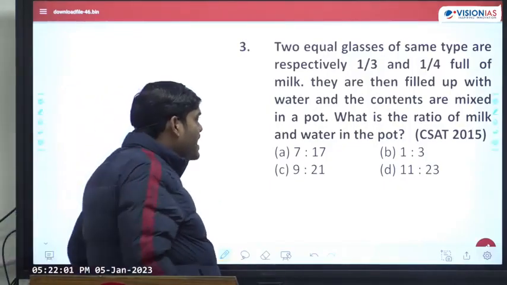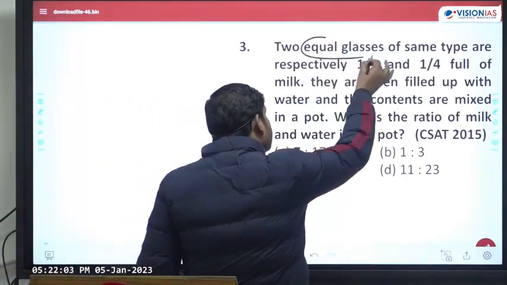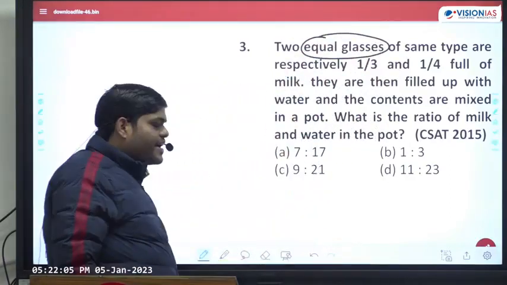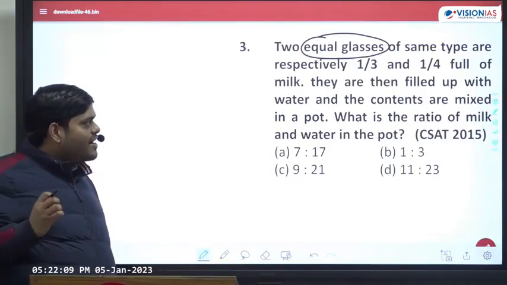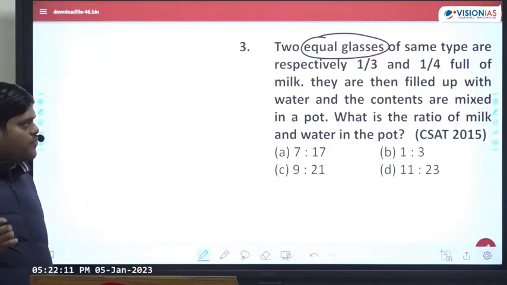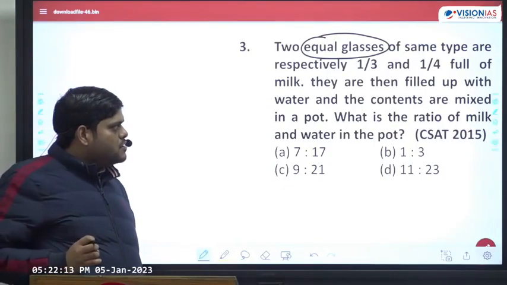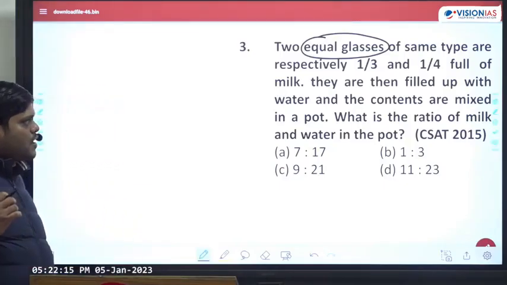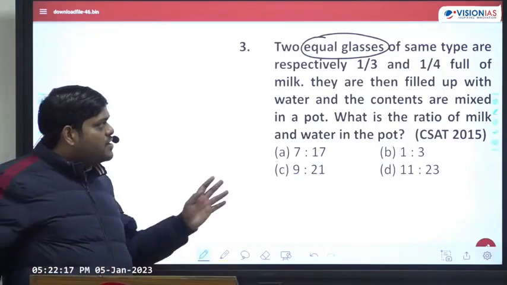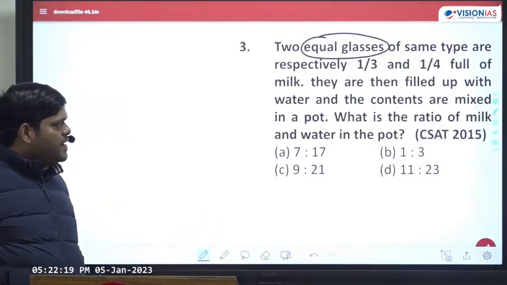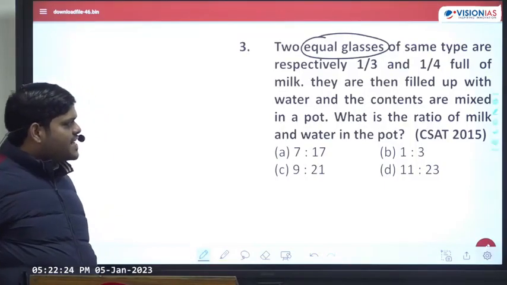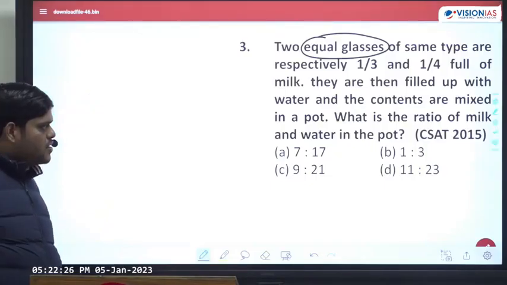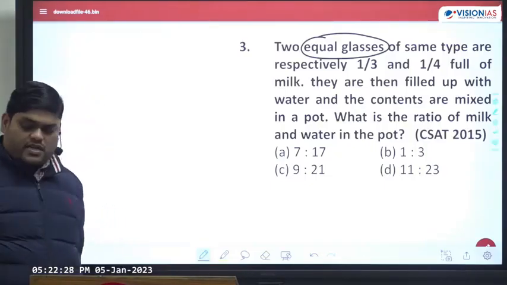Two equal glasses. This is the important point here. Two equal glasses of same type are respectively 1/3 and 1/4 full of milk. They are then filled up with water and the contents are mixed in a pot. What is the ratio of milk and water in the pot?